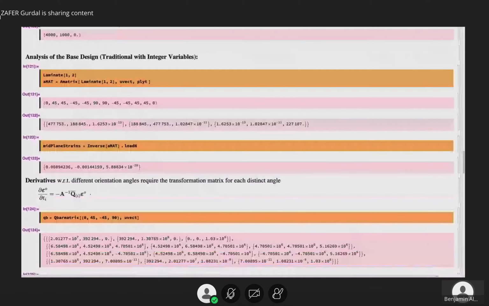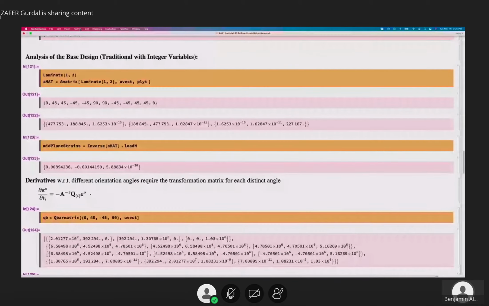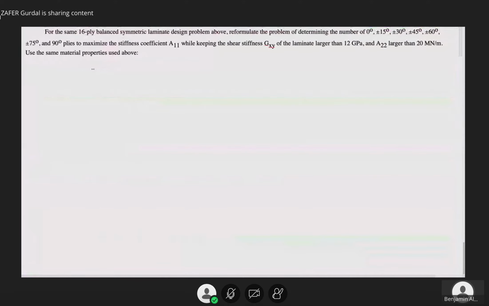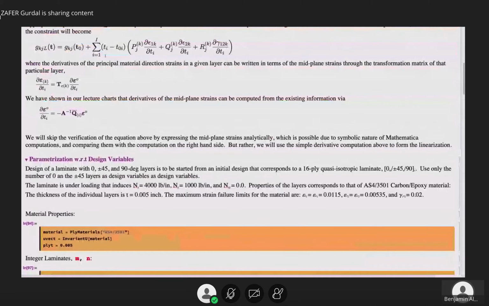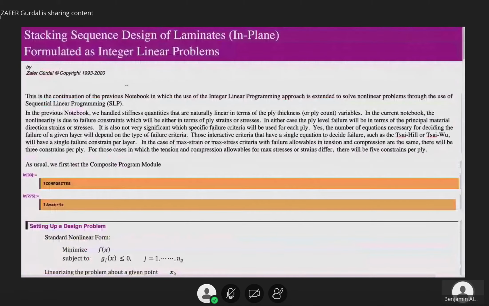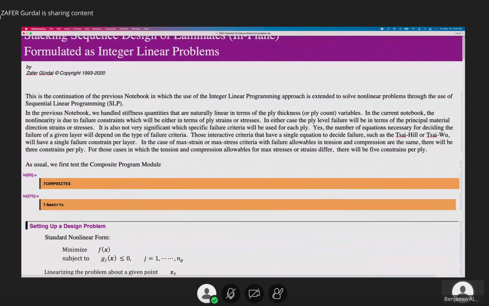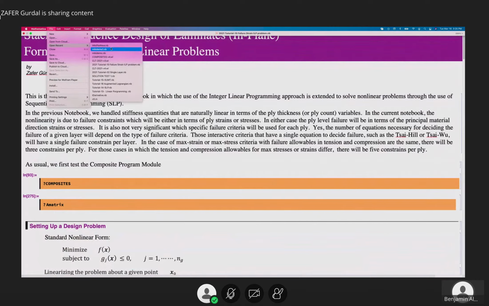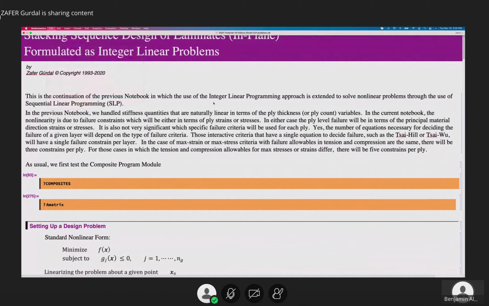So let me get rid of all these output cells. All right. Okay, so this was the tutorial that we started last time. Let me open the also version 4.